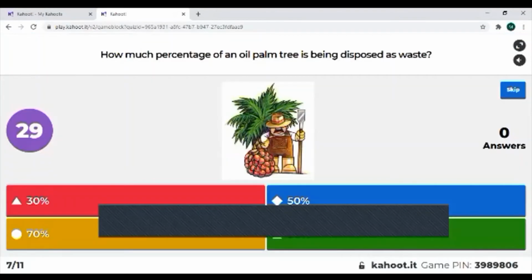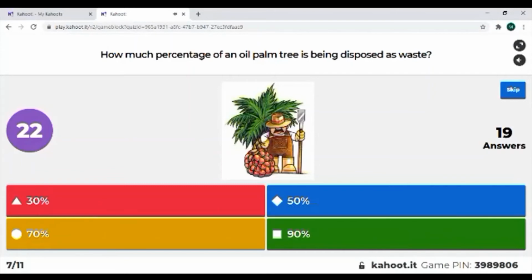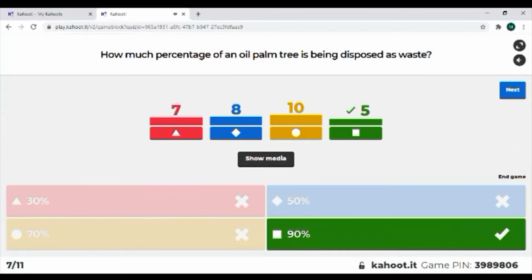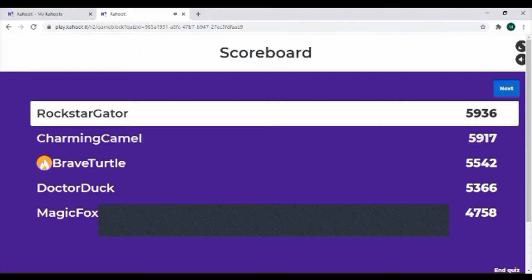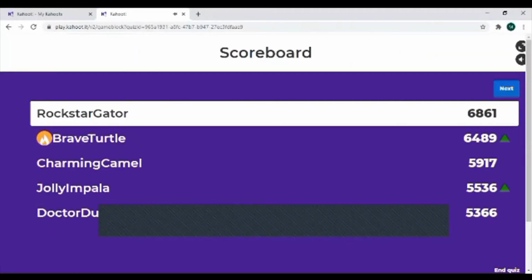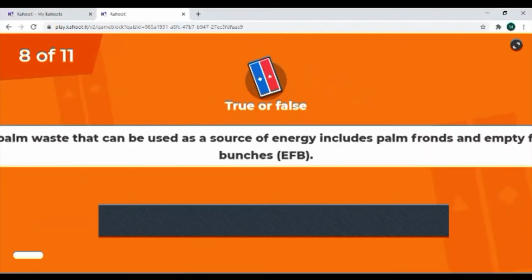So next question, how much percentage of an oil palm tree is disposed of as waste? So what do you guys think? Oh, okay. Statistical question. Let's see who got the right answer. Oh, only 5 guys. Okay, it's a good try. It's okay. We still have a lot of questions left. We have 5 more questions to answer. Oh, there's Brave Turtle coming up at lightning speed. Go Brave Turtle. Slow and steady wins the race.